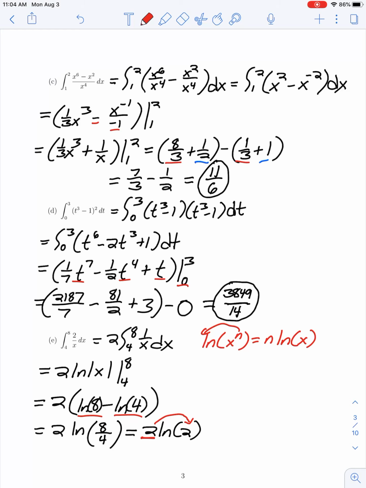So using that property but in the reverse direction, I can take this constant 2 out in front of my logarithm and bring it into the exponent here. So we have the natural log of 2 squared, or simply log 4. And this answer is equivalent to what we had found here, but is, of course, in a nicer, more simplified form.